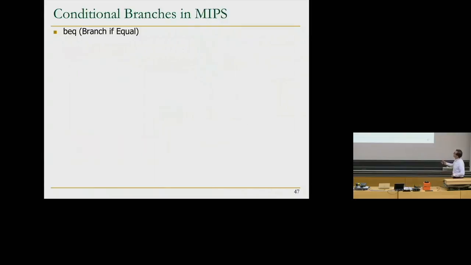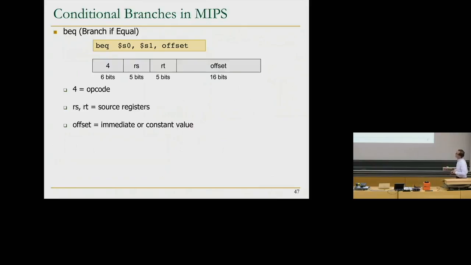Okay, so branches in MIPS are similar, except they don't use condition codes. MIPS doesn't have condition codes. It has a different architecture. So basically, branch equal looks like this. Basically, this checks whether S0 is equal to S1. If that's true, then the PC is changed to PC plus offset, sign extend offset again. That's the idea. It's very similar.